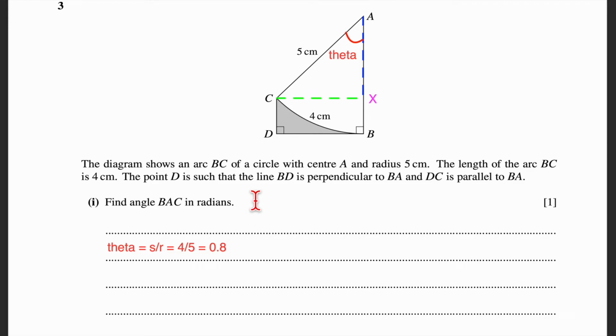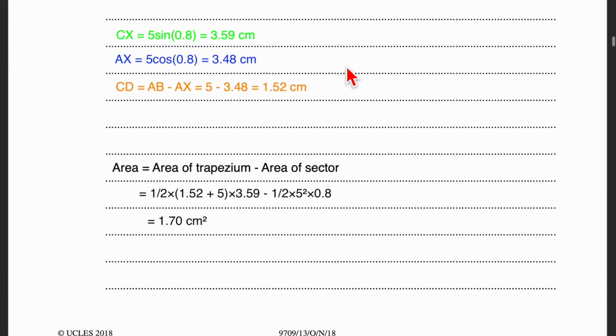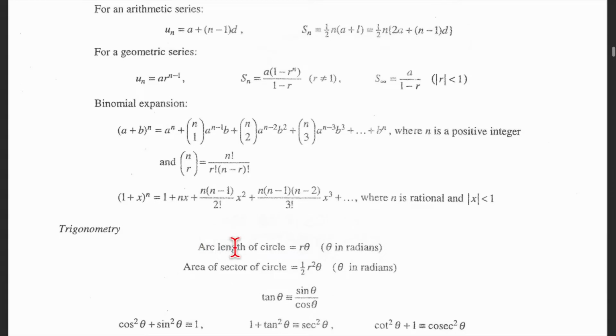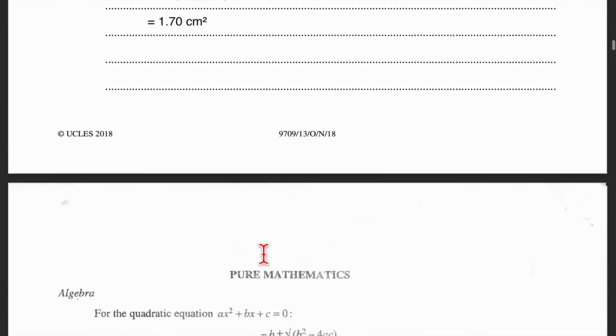For 1 mark, find the angle BAC in radians. So that's theta here. The angle BAC is that angle in there. Now we can work that out because the length of the arc divided by the radius is equal to the angle in radians. That's actually a formula that's given to you. I've got a picture here from the actual formula sheet, and it says that the arc length of a circle is equal to the radius times the angle. I'm looking for the angle, so that's equal to the arc length divided by the radius.